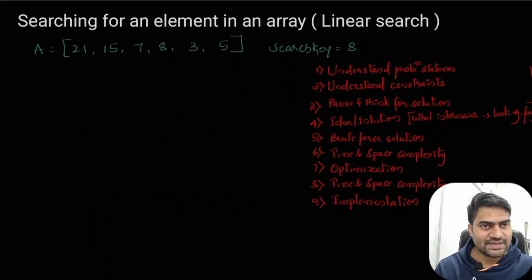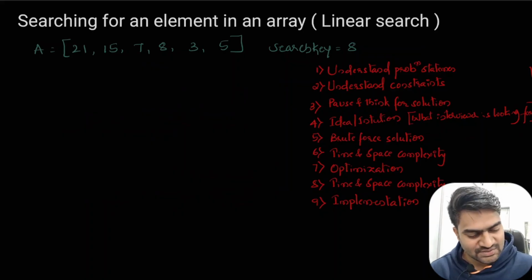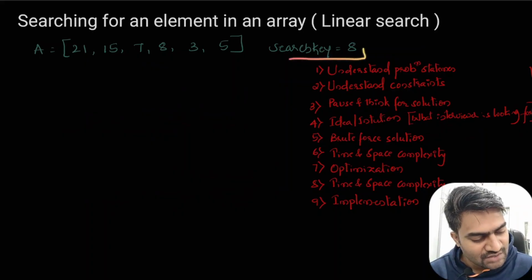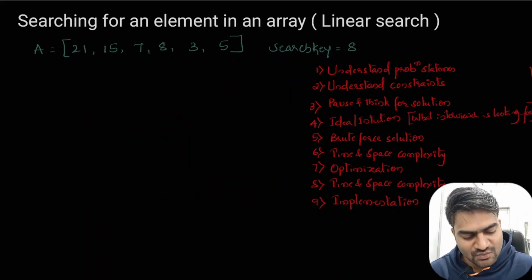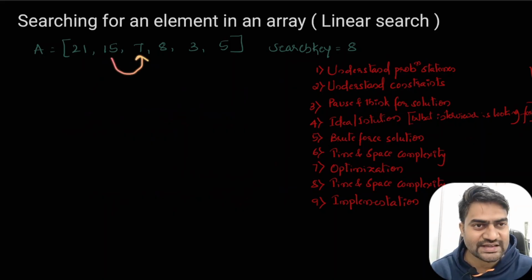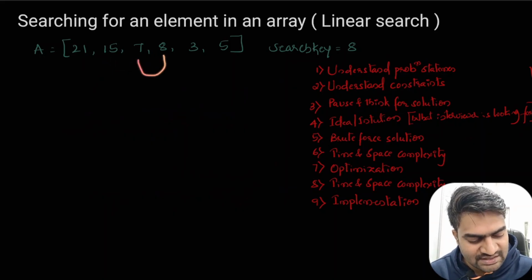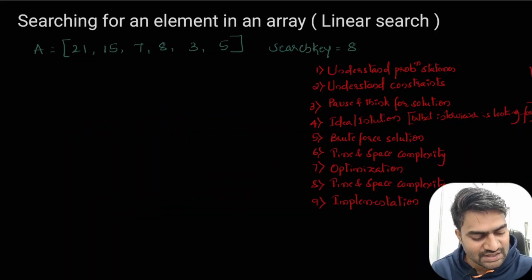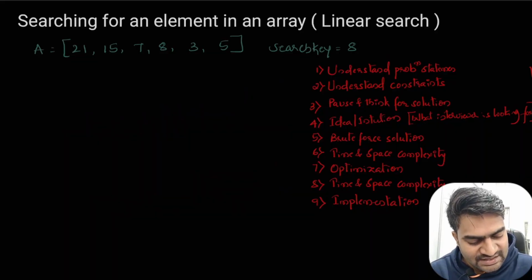Now, as I said, what we do normally is scan through the elements. We know our search key is 8, right? We start with the first element. Is it 8? No, it is not 8. Then we move to the next element. Is it 8? No, it is not. Then we move to the next element. Is it 8? No, it is not the case. Next we move to the next element. Now we got 8, right? Once we get 8, we will either return true or return its index.